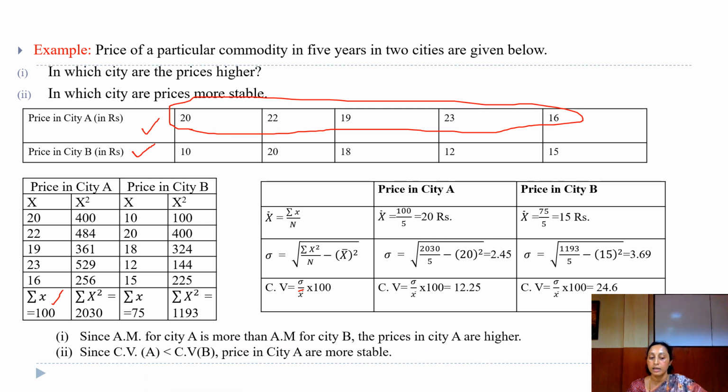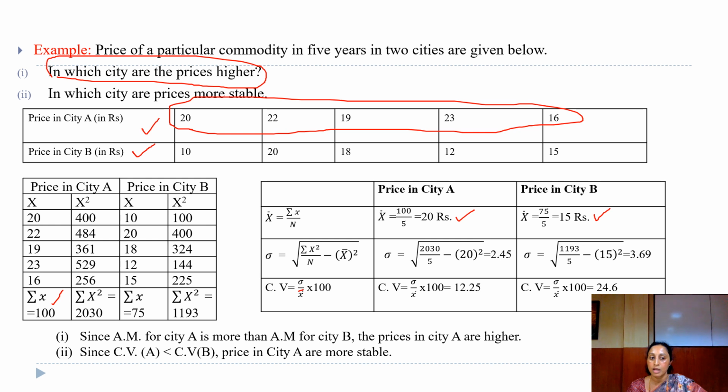So we see that the arithmetic mean for city A, which is 20, is more than the arithmetic mean for the price in city B. So here the question is, in which city is the price higher? Therefore, we can see that the price in city A is higher compared to city B.